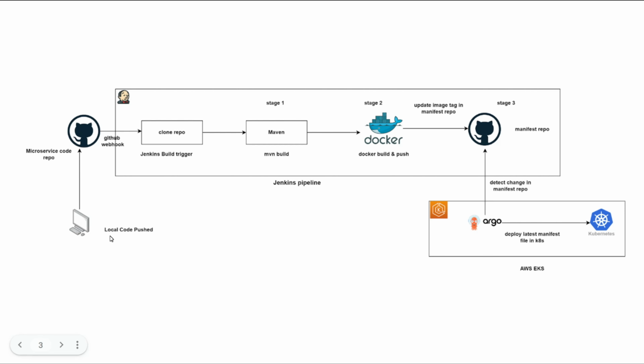So this is a flow where you create an application locally, push it to GitHub, create a Jenkins pipeline, and do the CI/CD using Jenkins and Argo CD. And at the end, deploy the whole code on AWS EKS.